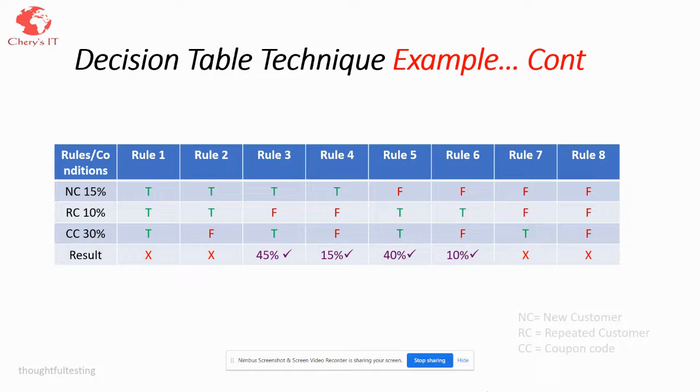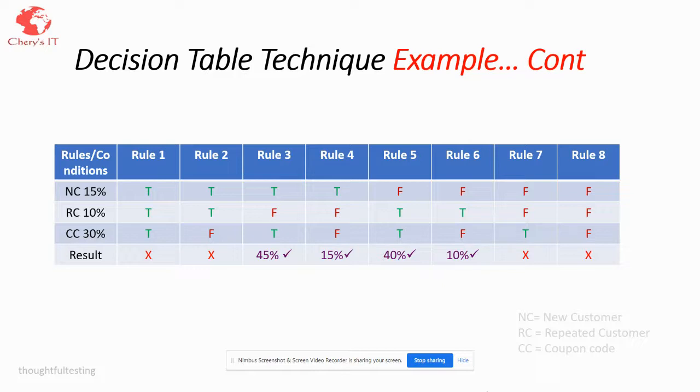Now let's move on to the fourth rule. Fourth rule, what it is saying, it's a new customer. You're getting 15% discount. If it is a new customer, he cannot be an old customer, which is false. He is not having a coupon code, that's okay. So he's getting 15% discount. It's a valid scenario.